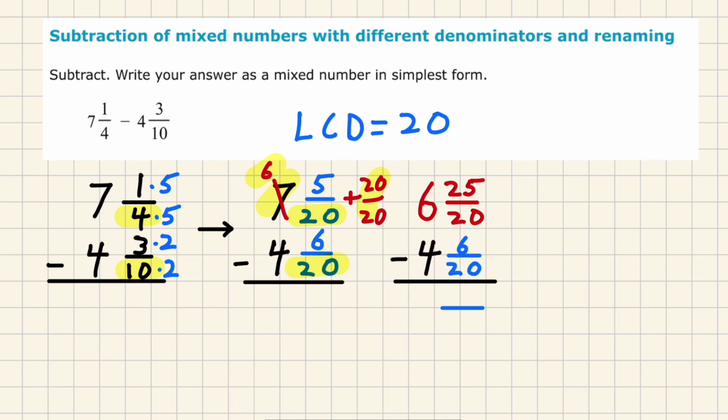For the fractions, I have a common denominator of 20, and 25 minus 6 is 19. And then for the whole numbers, 6 minus 4 is 2. 2 and 19/20 is in simplest form, so this is our final answer.